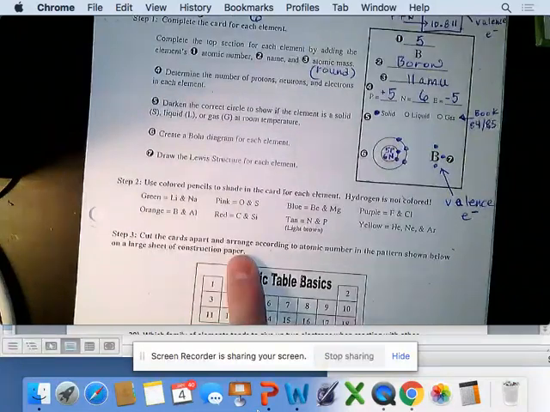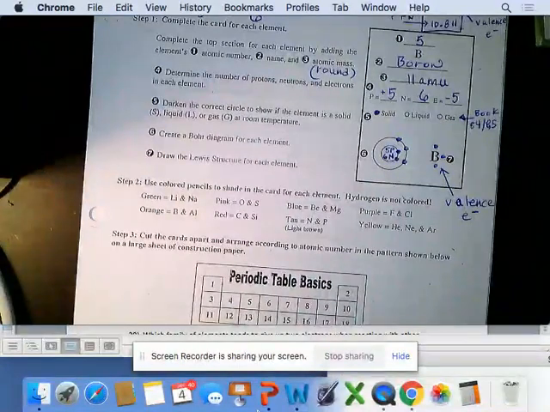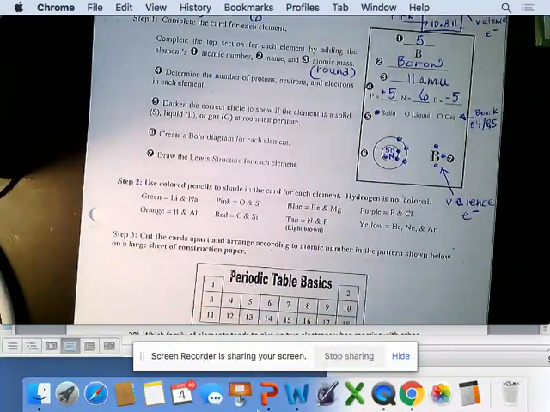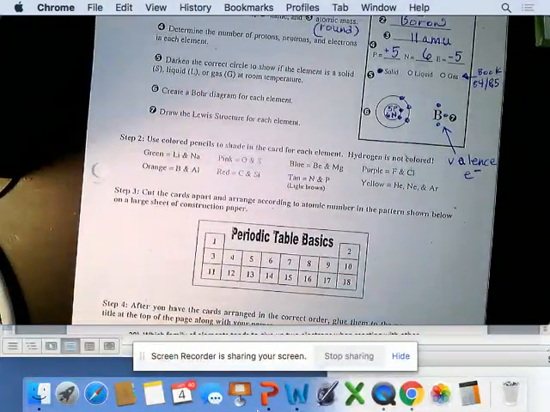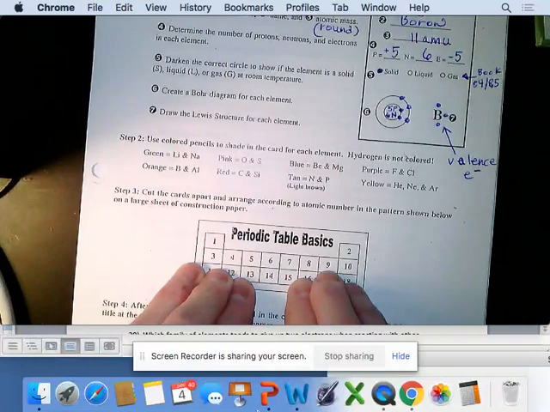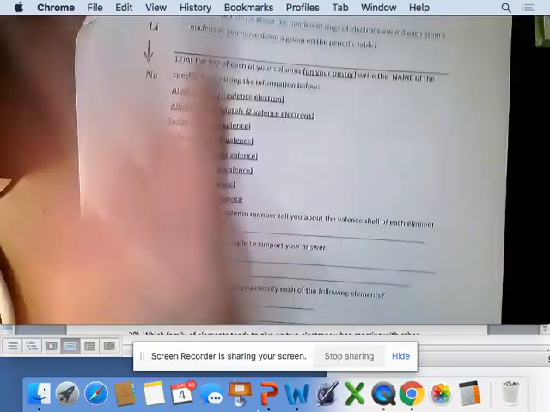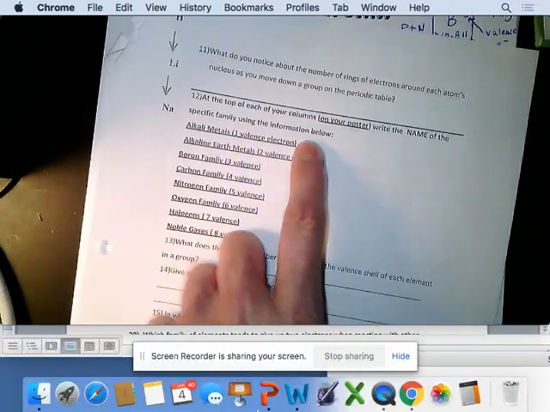Okay, then it says cut the cards apart and arrange them according to atomic number in the pattern shown below on the construction paper. So you're going to have your construction paper, landscape, not portrait, landscape, and you're going to put your element cards on that piece of paper arranged exactly like this. Now, when you do this, then you're going to have your atomic number 1 here, 2 here, exactly like this. But before you glue it down, I'm going to ask that you make sure it's arranged right and push everything down. Because what I'd like you to do is, if you look at step 12, at the top of your columns on your poster, I want you to write the name of each family using the information below.